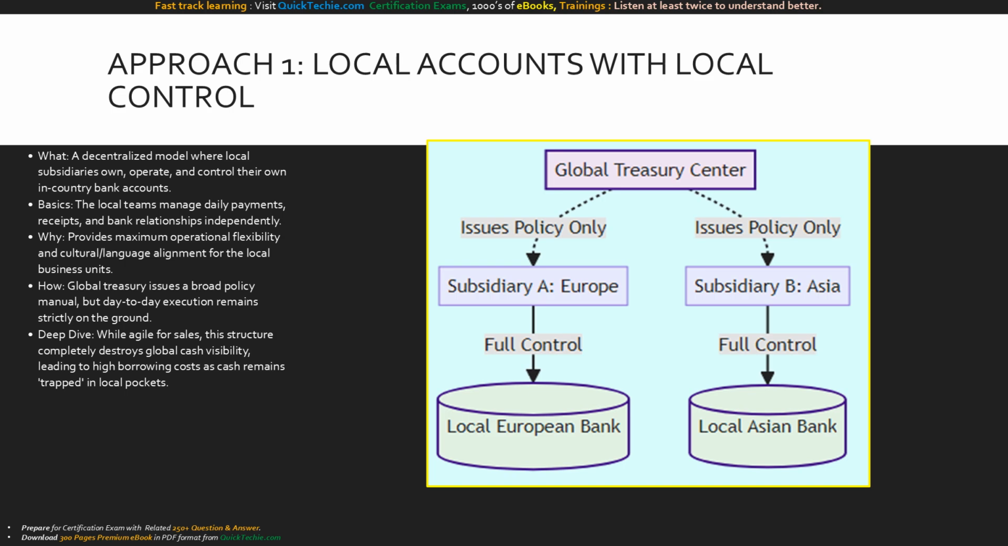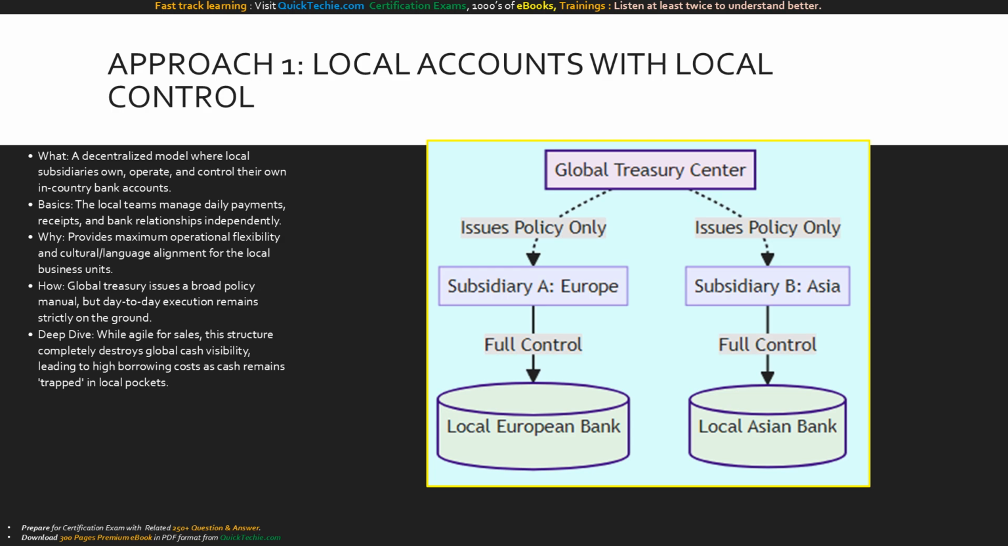But here is our deep dive. While this is highly agile for the local sales team, it is a nightmare for the global treasurer. This structure destroys group-wide cash visibility. You end up with a scenario where your Asian subsidiary is borrowing at 8% interest, while your European subsidiary has millions sitting idle in a checking account earning zero. It is fundamentally inefficient for liquidity.